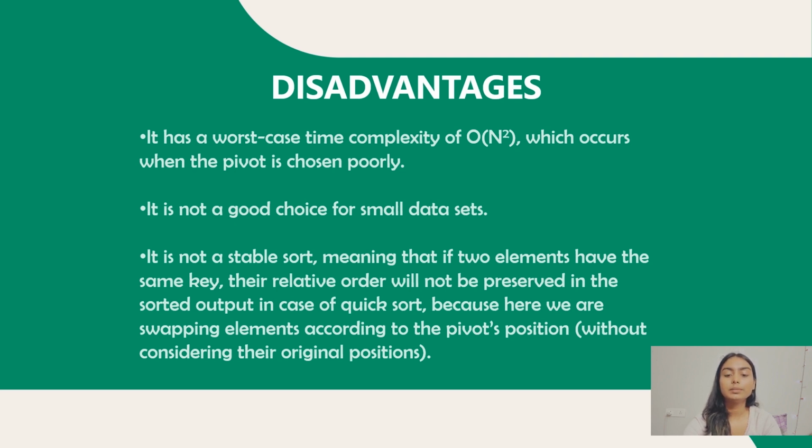So it is not a stable sort, meaning that if two elements have the same key, their relative order will not be preserved in the sorted output in case of quicksort, because here we are swapping elements according to the pivot's position without considering their original positions.